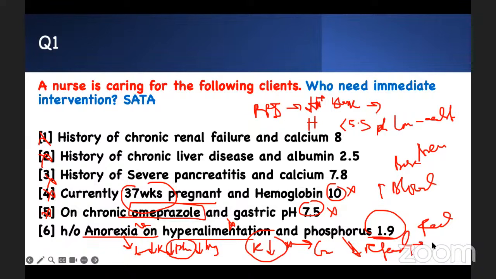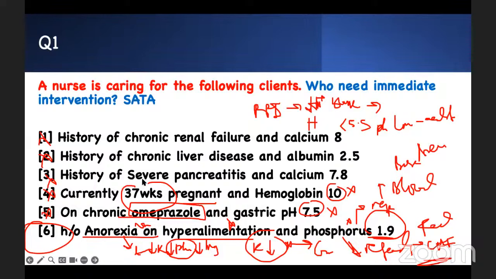Complication for this, CHF. You're going to die if you don't do anything about it, followed by respiratory failure. So when you start feeding an anorexic patient, don't worry about potassium anymore. Worry about phosphorus because they can go into respiratory failure. Your phosphorus controls your respiration, so respiratory failure. So this patient is in trouble. Numbers 1 to 5 are all normal things you should expect.